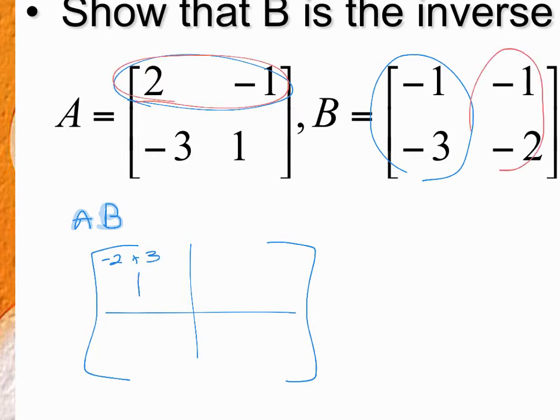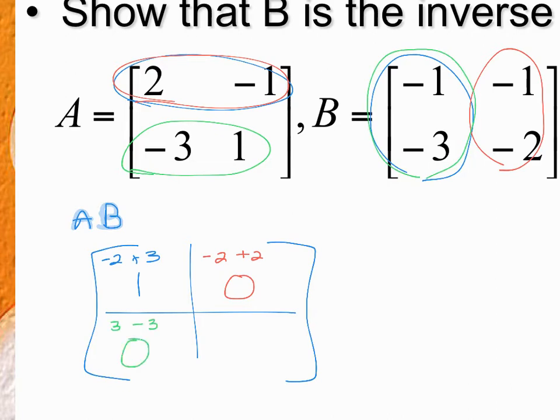Row 1, column 2. 2 times negative 1 is negative 2. Negative 1 times 2 is positive 2, which is 0. Row 2, column 1. Negative 3 times negative 1 is 3. 1 times negative 3 is negative 3. That's a 0. And row 2, column 2. 3 times negative 3 times 1, which is 3. 1 times negative 2, which is negative 2. And that's a 1.